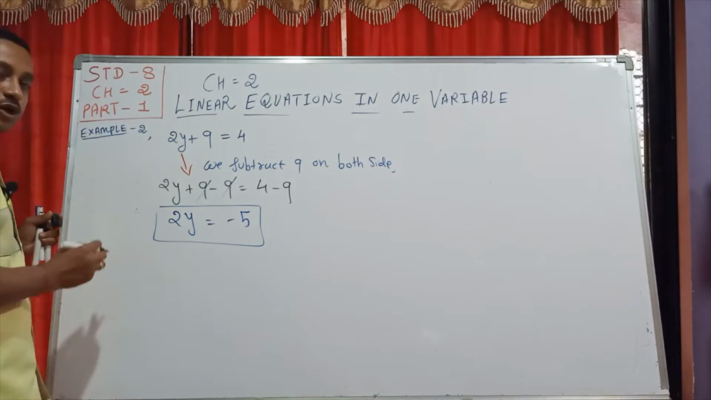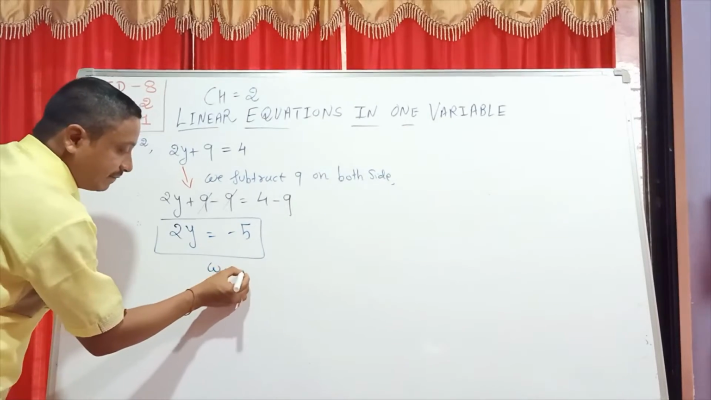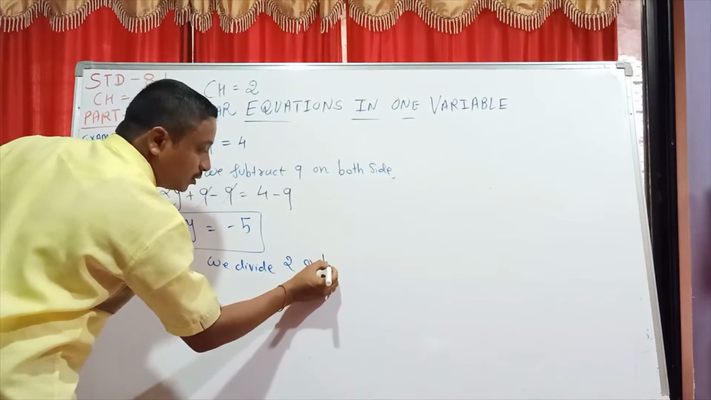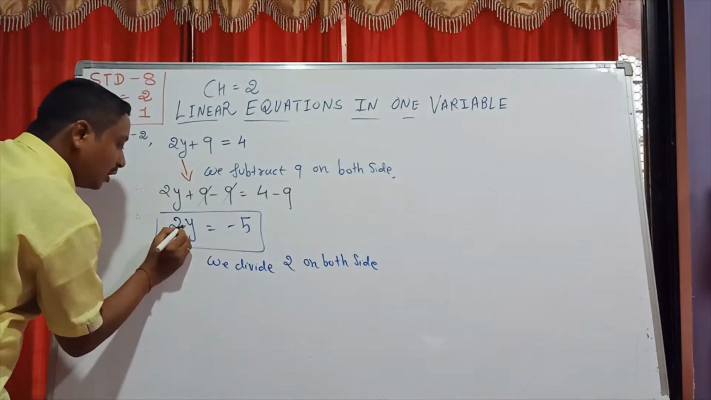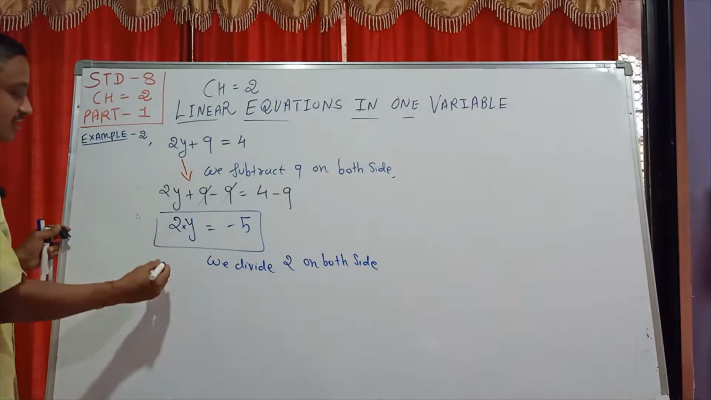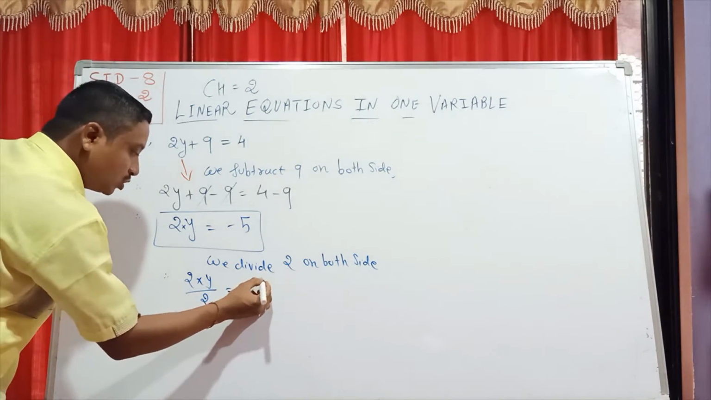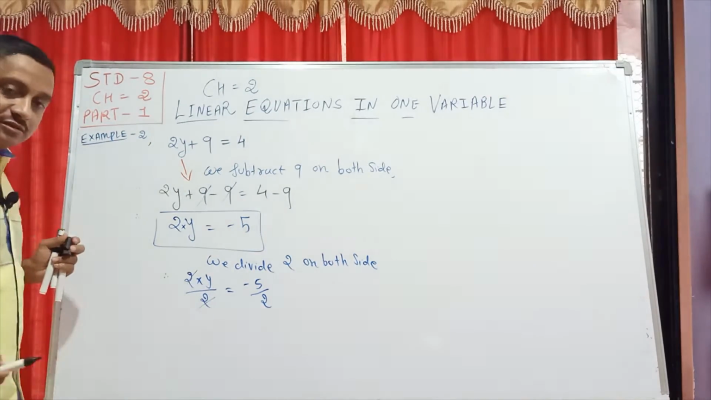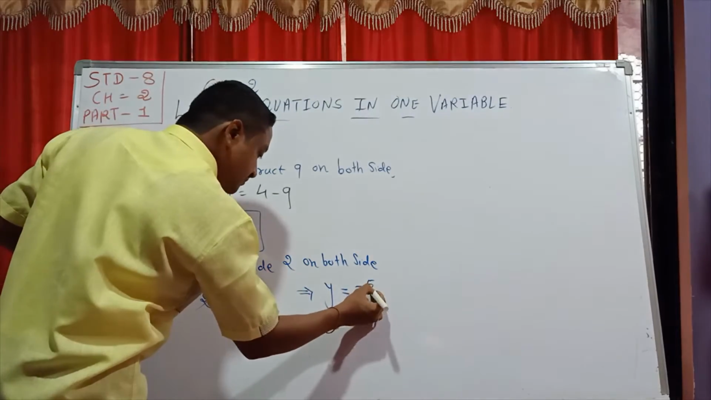Now students, what to do? For getting the value of y only, we divide 2 on both sides. Students, why divide by 2? Because here 2 is already given as the multiple of y. That's why I write down dividing by 2 on both sides in this way. Now this 2 and this 2 cancel. My answer is y is equal to minus 5 by 2.